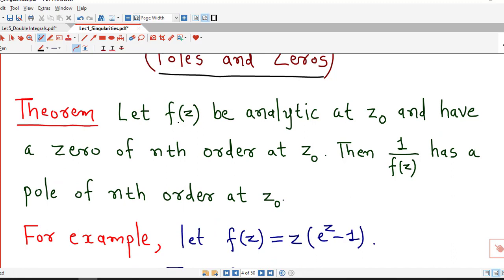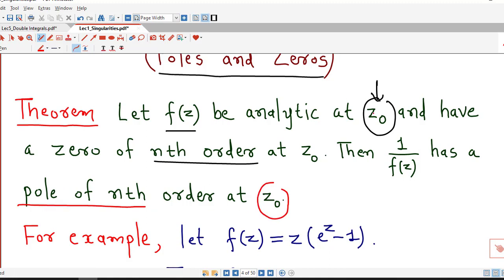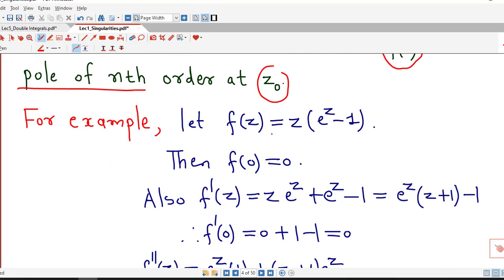This result says that suppose a complex function f of z is analytic at some point, say z0, and suppose this point z0 is a zero of nth order of this function, then 1 over f of z has a pole of nth order at the same point z0. So if z0 is a zero of nth order of f of z, then z0 is a pole of nth order of the reciprocal of that function, which is 1 over f of z. So we understand with the help of an example.